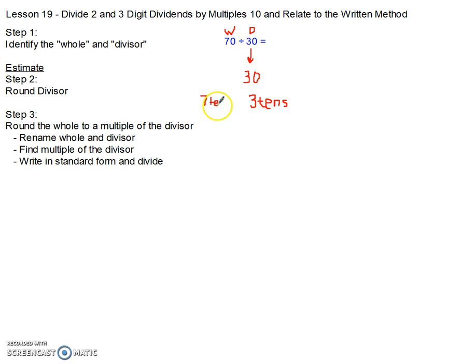Now we want to think of what multiples of 3 from our divisor are, and we just skip count by 3. So we have 3, 6, 9, and you could keep going, but I'm going to stop because I've reached the number that I needed. And now I'm going to ask myself, which one of these multiples of 3 is closest to 7? I see right away that 6 is really close to 7, so I can rename my whole as 6 tens.